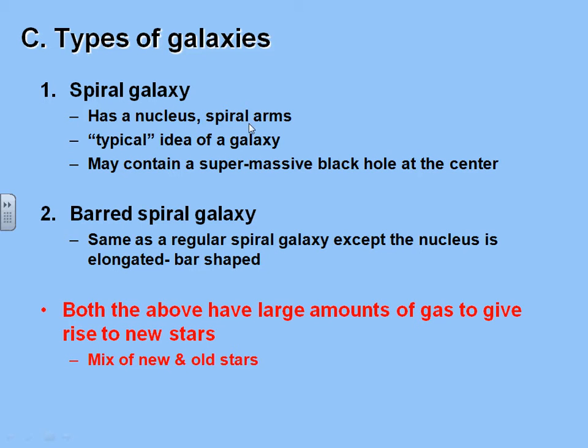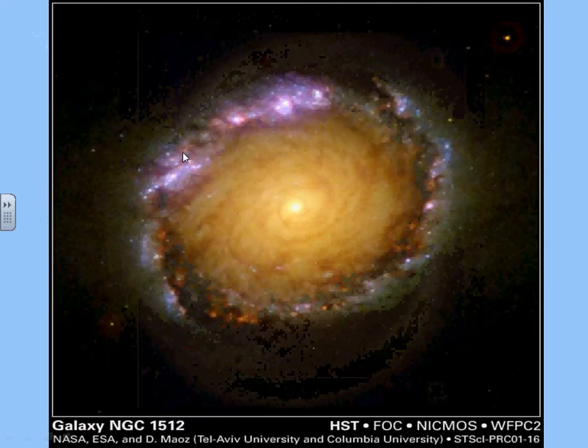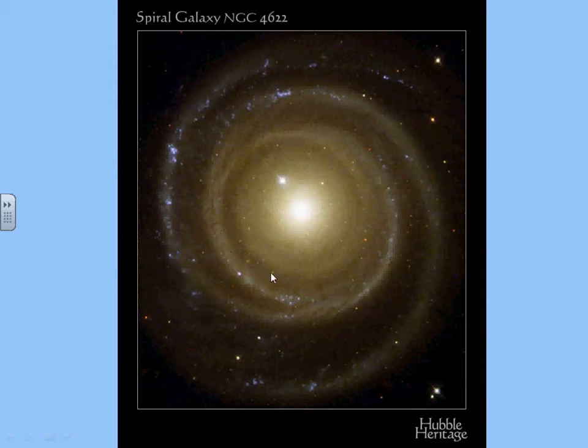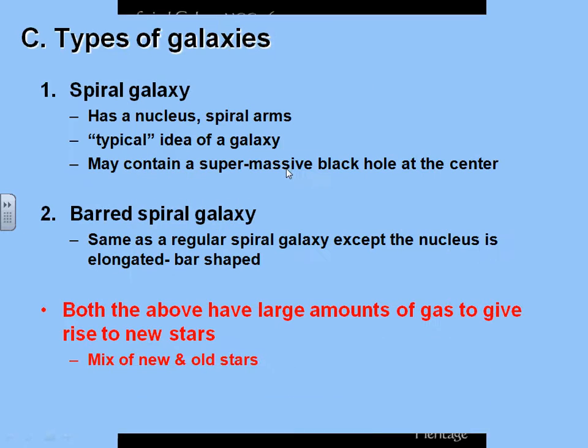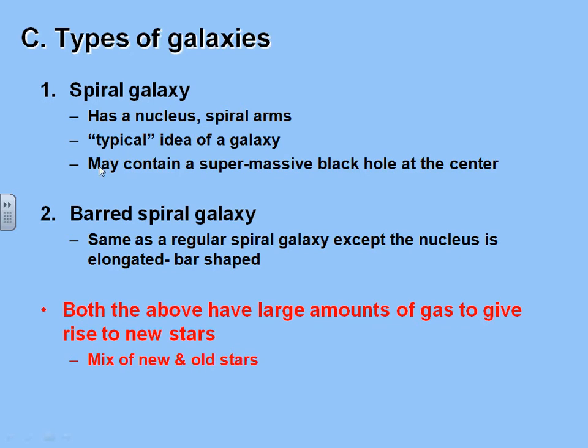It has arms and it's spiraling out of the center. And so to take a look at a spiral galaxy, here's a spiral galaxy, and we have a massive center, and then you have these arms coming out of it, and these arms are the arms of the galaxy. That is a spiral galaxy. And again, you could have black holes in this.